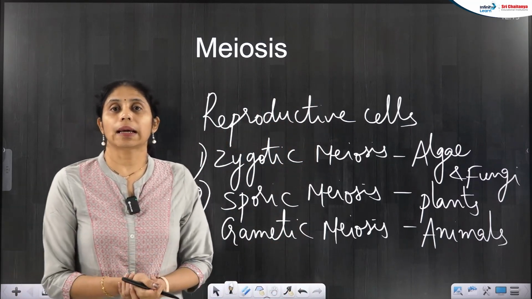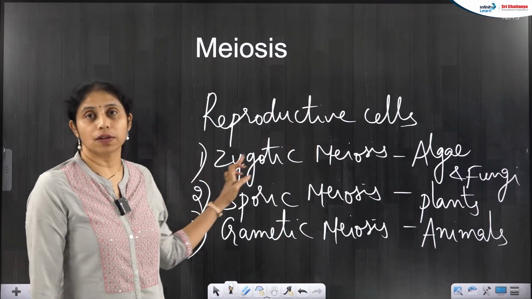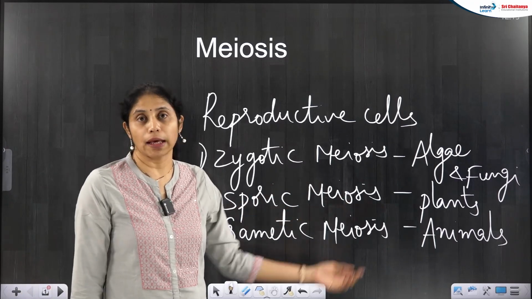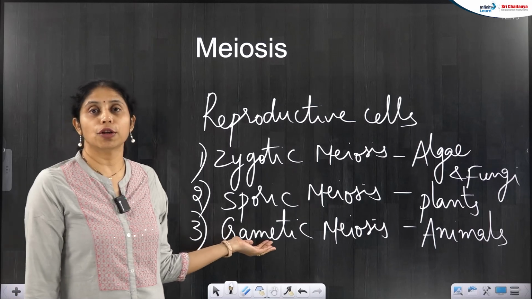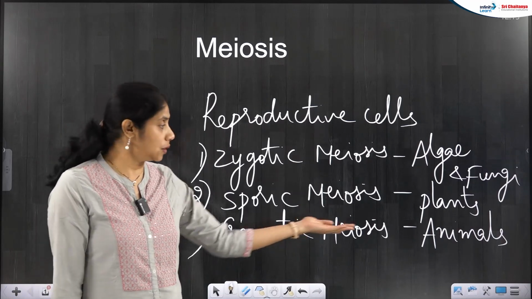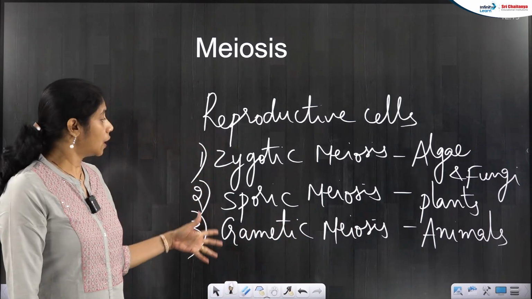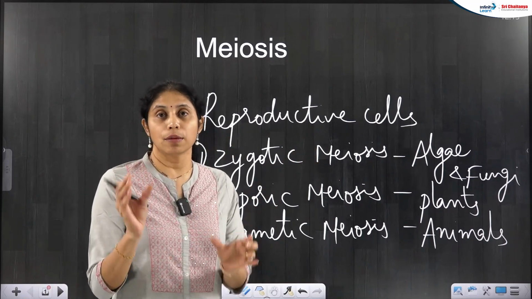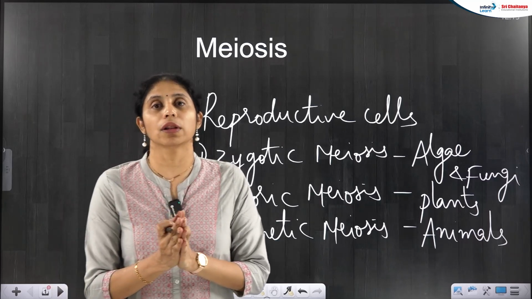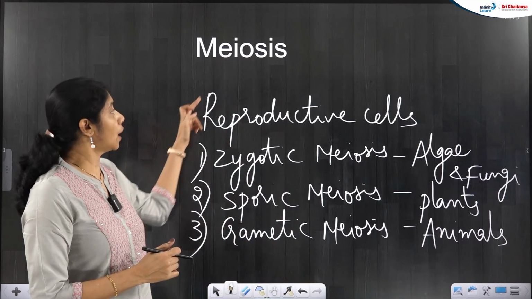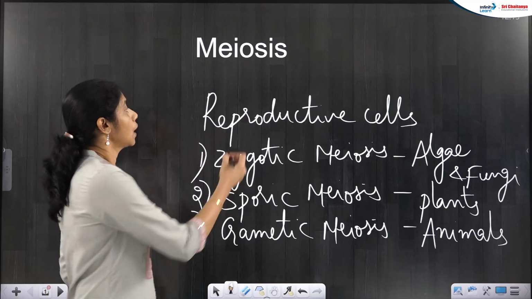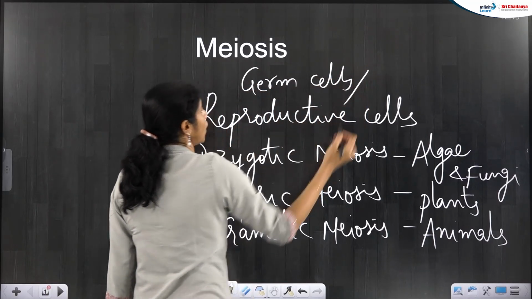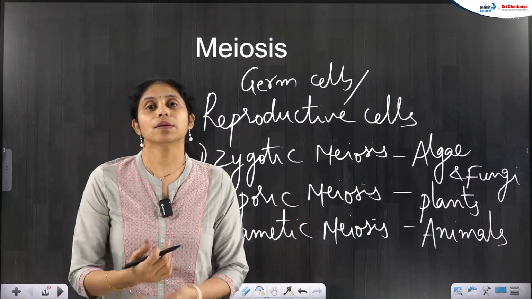So there are basically three types of meiosis: zygotic meiosis, which occurs in algae and fungi; sporic meiosis, which occurs in the formation of spores in plants; and gametic meiosis, which occurs in the formation of gametes, or gametogenesis, in animals. Wherever it is associated with reproductive cells. Somatic cells undergo mitosis. Reproductive cells, also called germ cells, undergo meiosis. So if they ask the type of division which occurs in germ cells or reproductive cells, it is meiosis.